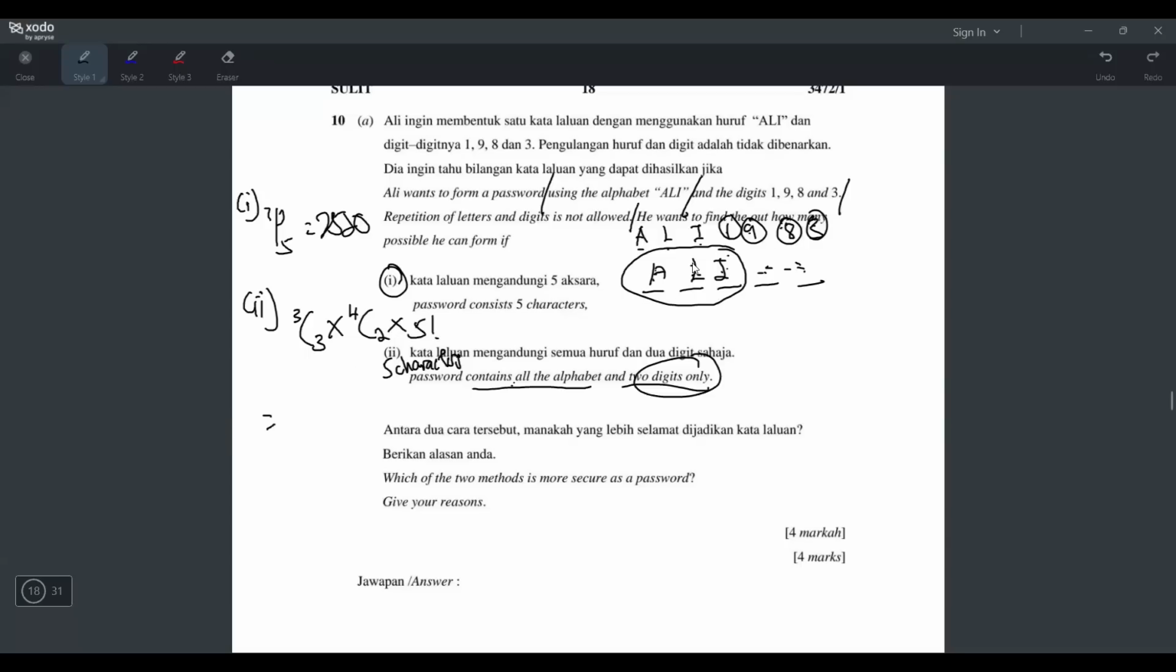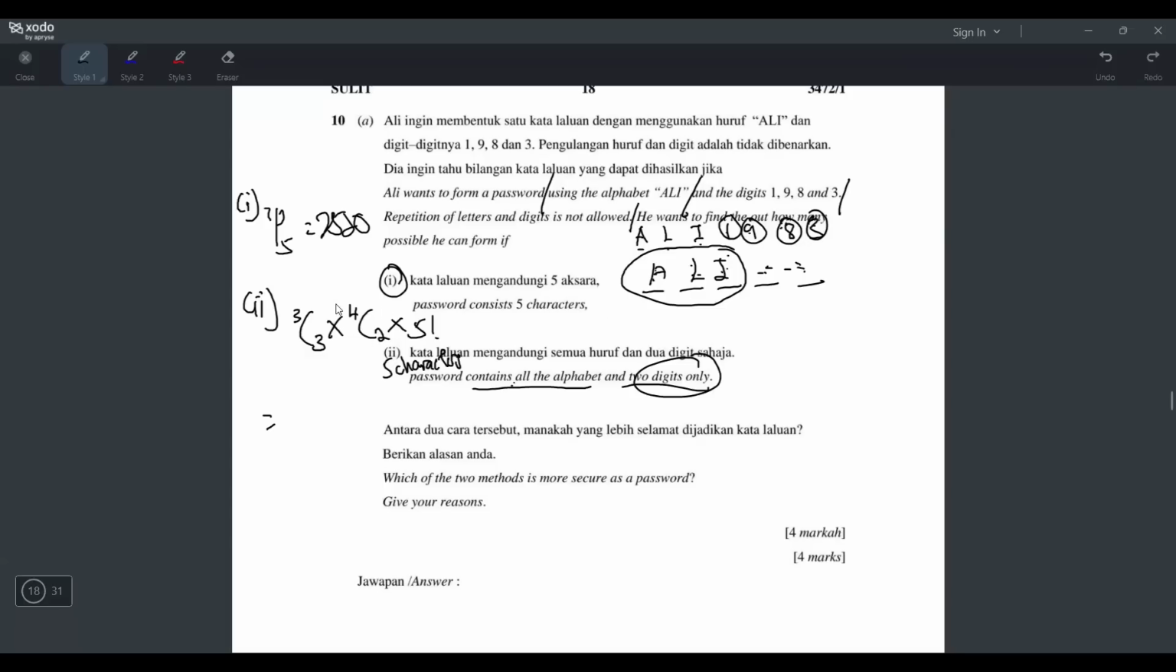They never say the alphabet has to be together. They just said it has to contain all the alphabet and contain 2 digits. Cannot be more than two, cannot be less than 2 digits. It has to be only 2 digits. So the number of ways would be 3C3, choosing three from 3 letters to put inside, and then from 4 digits choose two, and then arrange all five. So this is how I would do it.